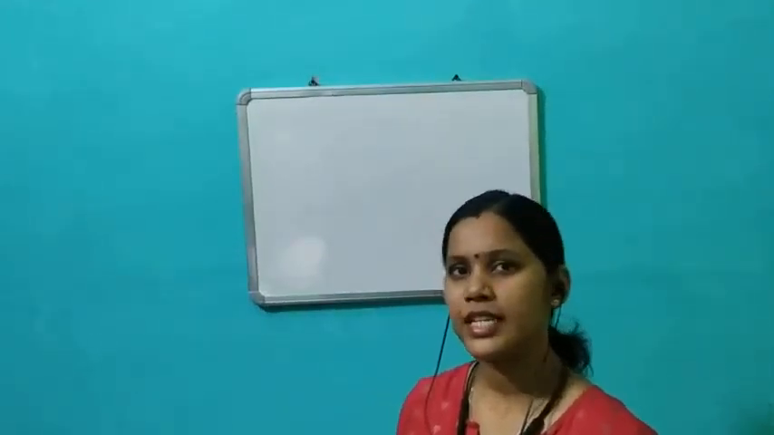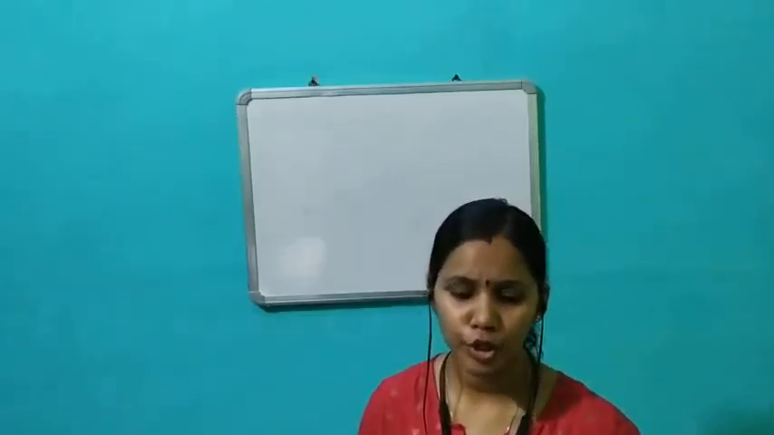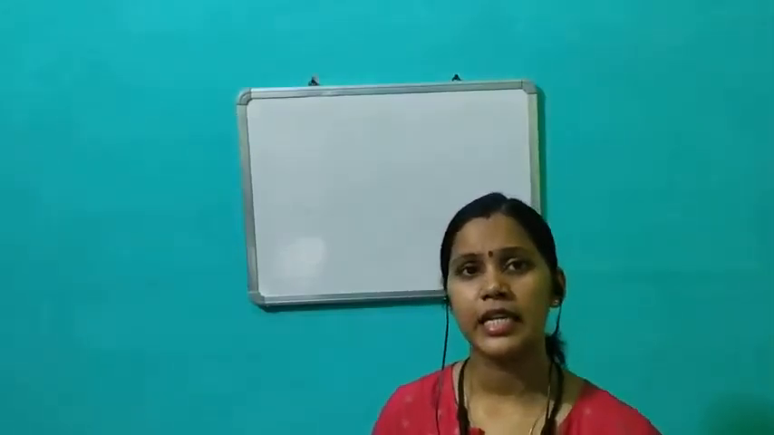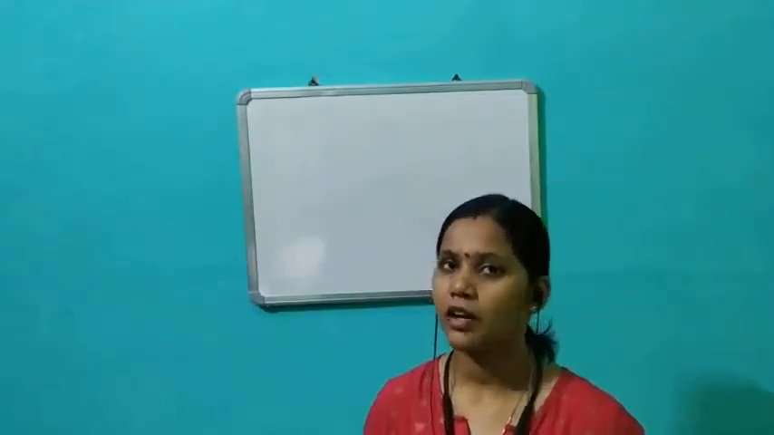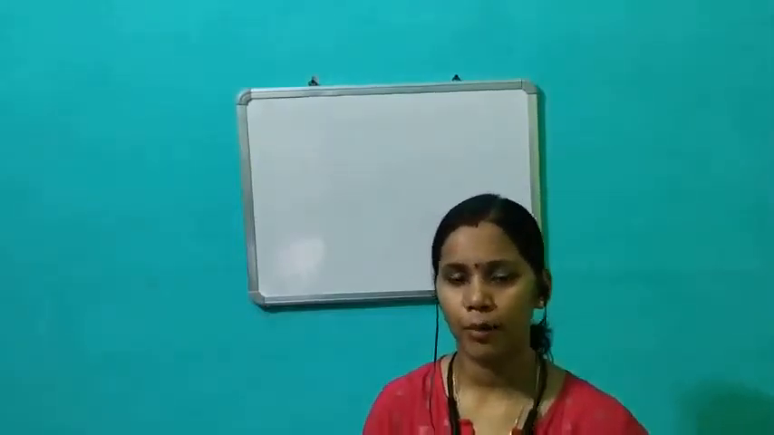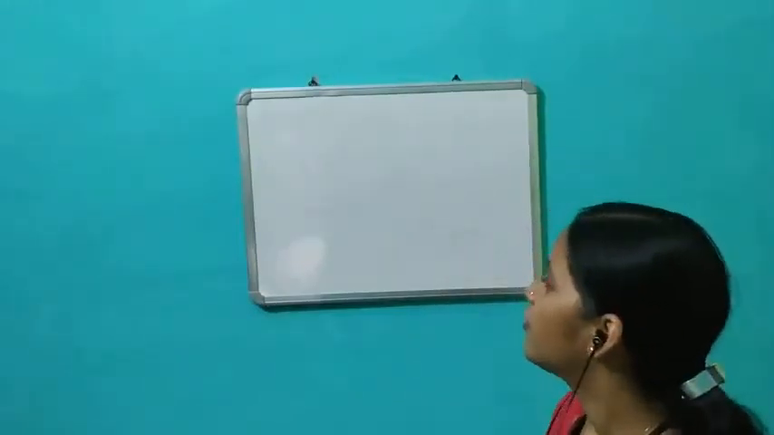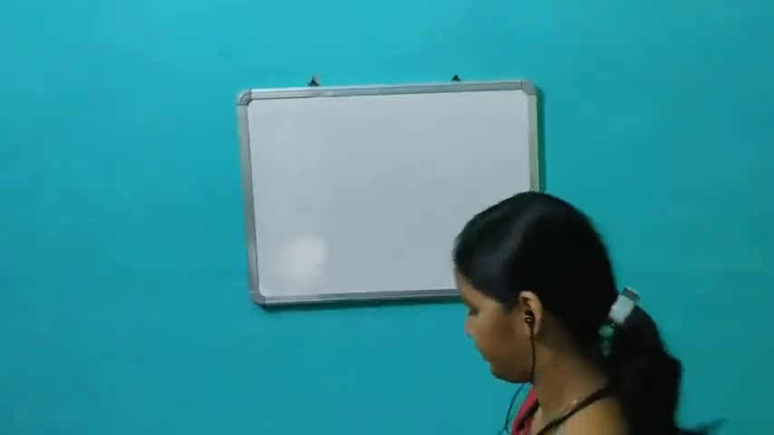So in the previous lectures, we have learned about atoms and molecules. We have learned atomicity. So today we are going to learn the difference between valency and valence electron, and also we will write some chemical formulae. So let us start. First we will differentiate between valency and valence electron.